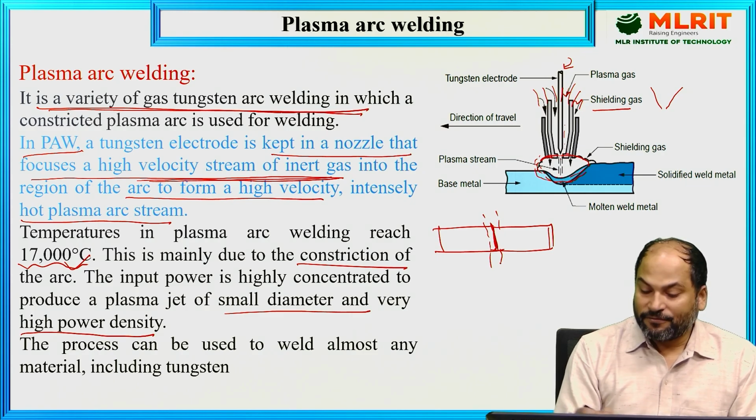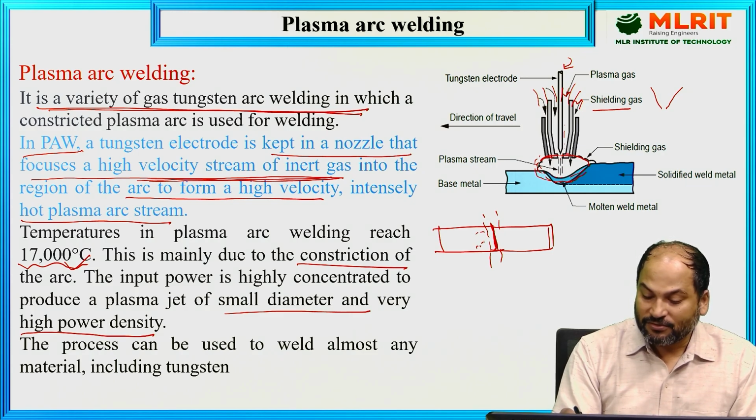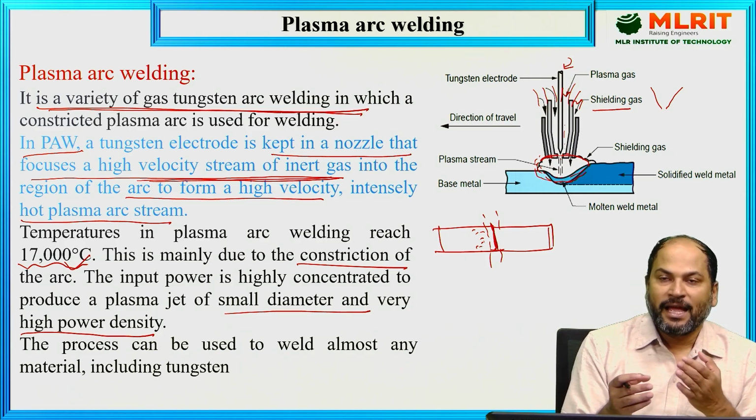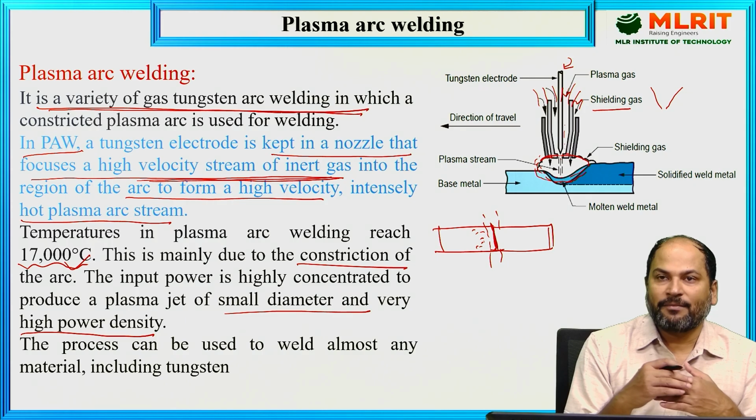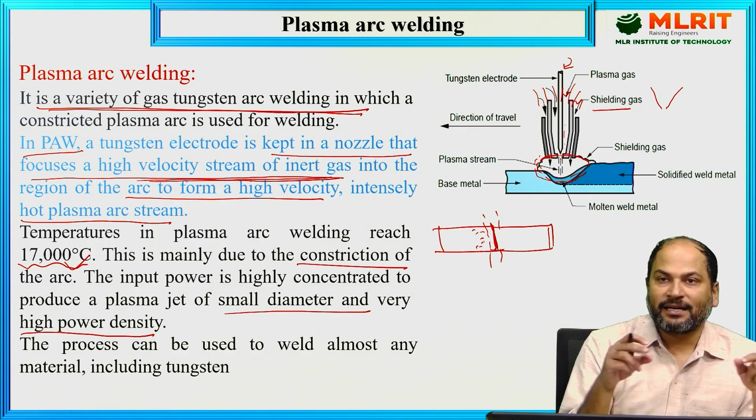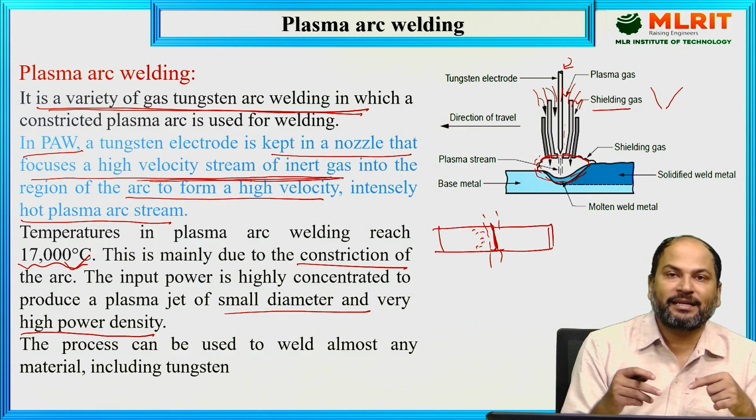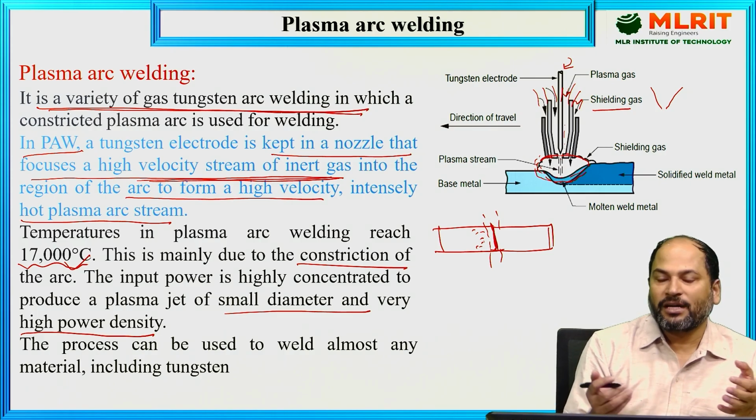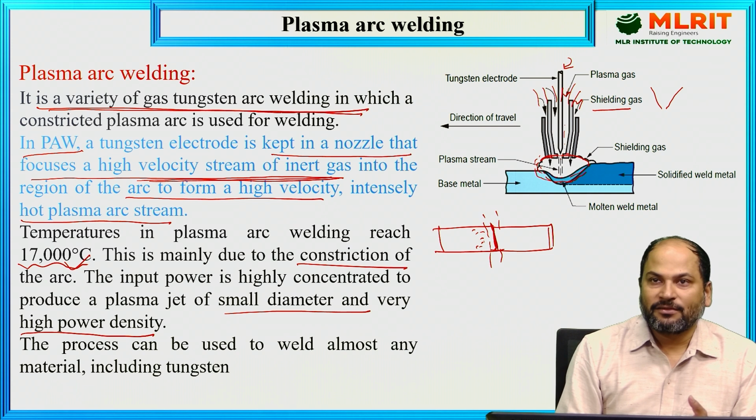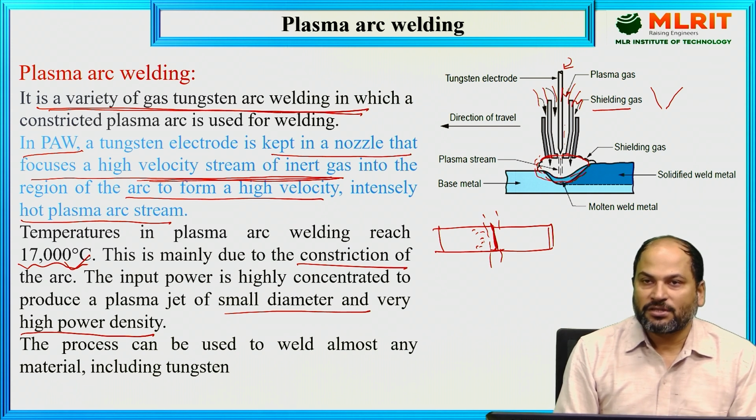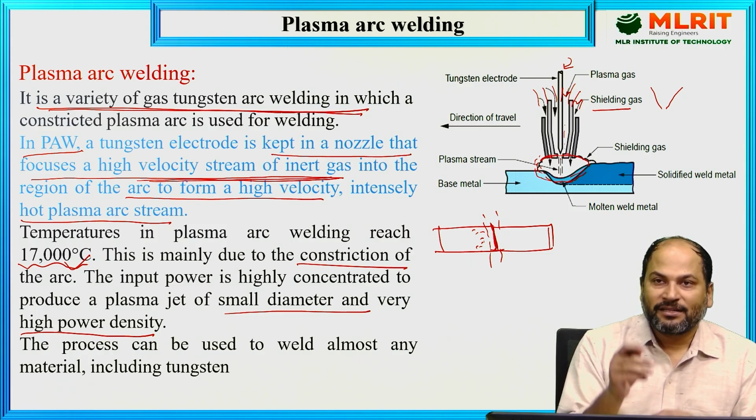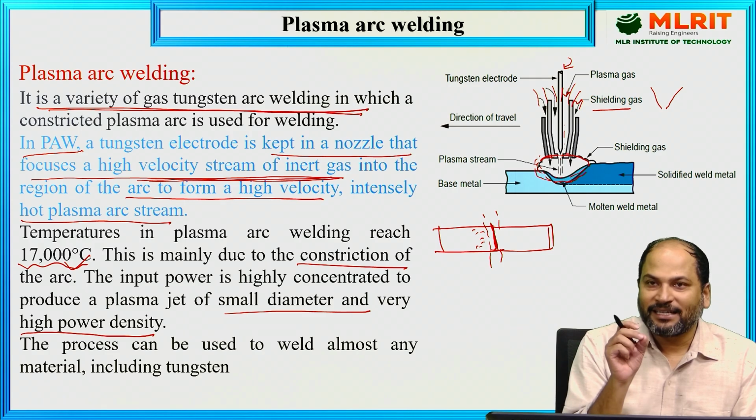If heat increases in this section, what will happen? Most of the base material will be affected by heat, and if it is affected by heat, coarse grain will form in that area. If coarse grain forms, no need to tell, mechanical properties will decrease. That we don't want. So our requirement is to look for a process where the heat required to join the two or more parts is confined to that area only.